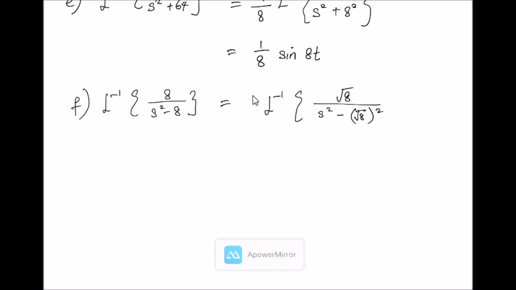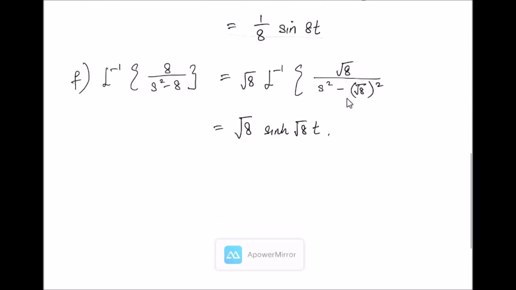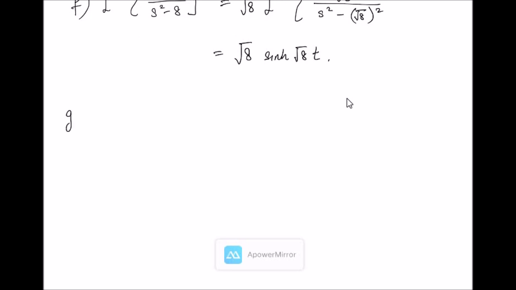8, so that square root of 8 multiplied with square root of 8, we will get back the 8. So we multiply with square root of 8. When we simplify, I will get the square root of 8 multiplied with sinh square root of 8t. Okay, understand? Okay, now we move to another question.